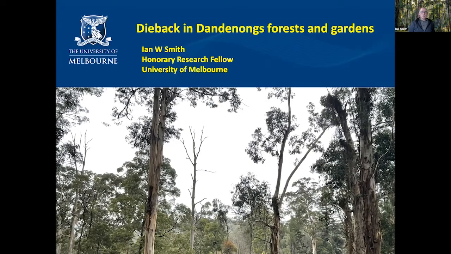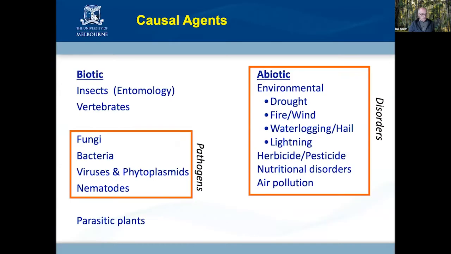All right, I'd just like to introduce, to start with, what diseases are, and we talk in terms of causal agents, which can be either biotic or abiotic. Abiotic, of course, is just the droughts, the fire, wind, hail, waterlogging, lightning, pesticides, and all those other things. We call them disorders. Whereas the biotic ones, we've got the insects, the defoliators, the vertebrates, and those I call the pathogens, which are the fungi, the bacteria, the viruses, phytoplasmas and nematodes. And then we have another group called parasitic plants, which can also cause issues with trees.